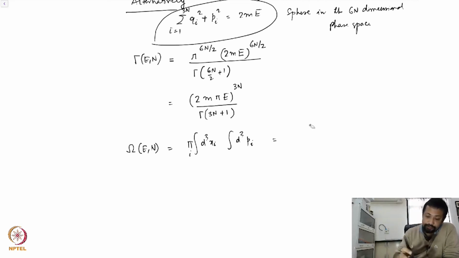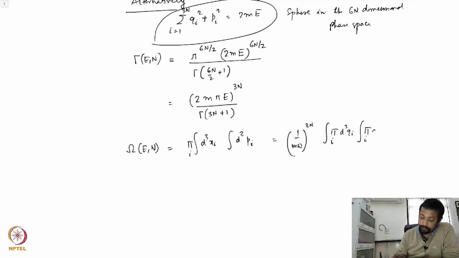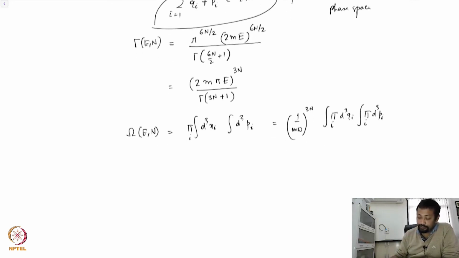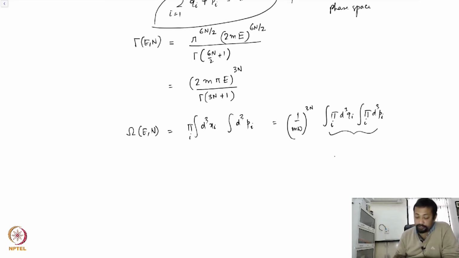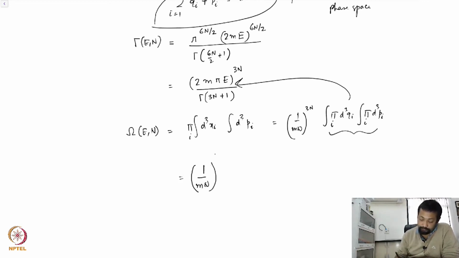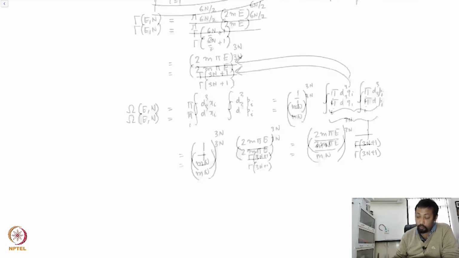The 1 over h to the power 3n I will introduce later on, but right now we just want to write down that x_i is q, so this becomes 1 over ω to the power 3n, the integration product over i of d³q_i, product over i of d³p_i. This only tells you that these are in 3 dimensions. The measure itself tells you. But this we just calculated, over here. So our actual total number of microstates is (2πm e E / 3n) divided by Γ(3n + 1). I can simplify this to (2πe E / mω²) raised to the power 3n, times 1 over Γ(3n + 1).